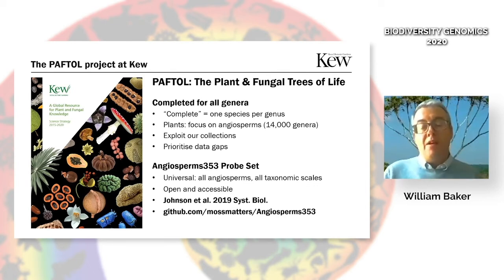And in the case of the plants, we focused specifically on the angiosperms, where we have real strength. Now, that's about 14,000 genera. And in pushing through the angiosperms, we really want to exploit our collections and prioritize particularly on data gaps, on taxa that do not have any data in the public repositories at all as yet. And to deliver this, we decided to create a kind of universal toolkit.